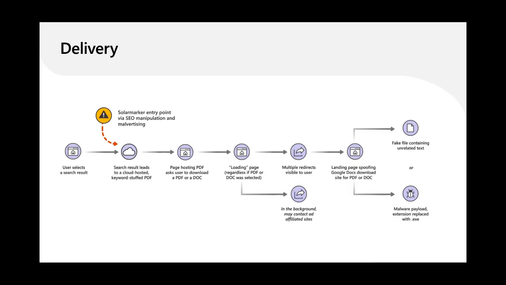And then in the background during this loading phase, the attacker may contact ad affiliate sites. Again, this is another method of revenue generation for the attackers, one that is much more likely for them to have success with than traditional mining and other methods of revenue generation, because it is not necessarily seen as instantly illegitimate or instantly malicious.